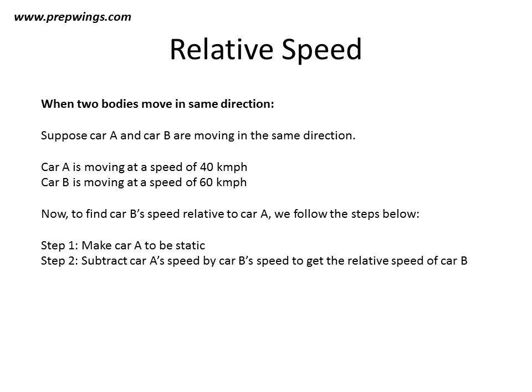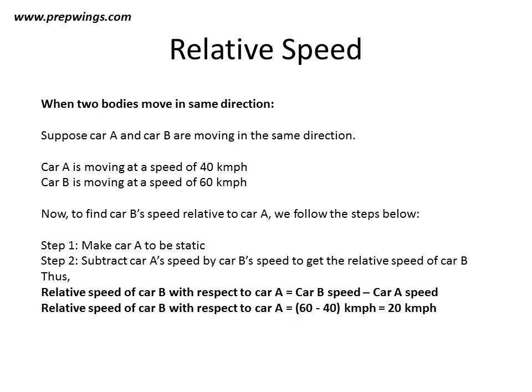In step 2, subtract car A's speed from car B's speed to get the relative speed of car B. So relative speed of car B will be equal to car B's speed minus car A's speed, which is 60 minus 40, which is equal to 20 km per hour. So the relative speed of car B with respect to car A is 20 km per hour.